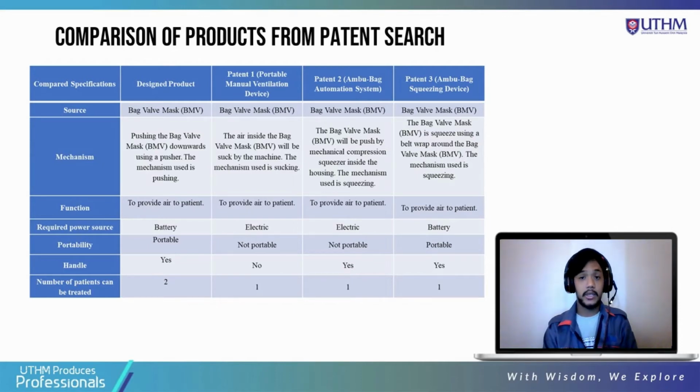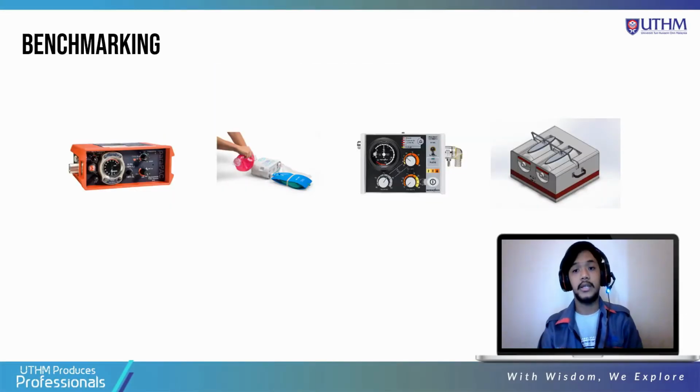After searching for the patterns and comparing our product with the existing patterns, we need to find out the existing products in the market and do the benchmarking. The next slide is the benchmarking. We found 3 products that are in the market right now: product 1, product 2 and also product 3.